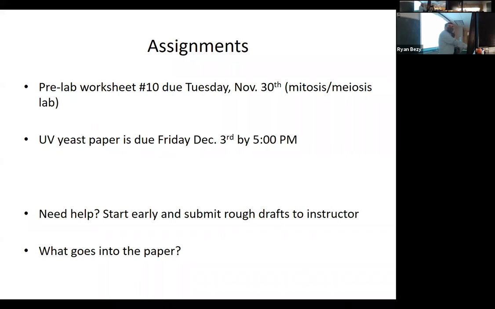The UV yeast paper is due Friday, December 3rd by 5 p.m. I sent out the assignment description for that. You guys are collecting the last bit of data that goes into that paper today. We're going to get our gels started here in a second. After we get those gels up and running, you'll be doing your colony counts while the gels are running, but I'm also going to spend some time going through the paper real quick with you guys and answer any questions you might have about the paper. But first, we're going to go ahead and set up our gels.